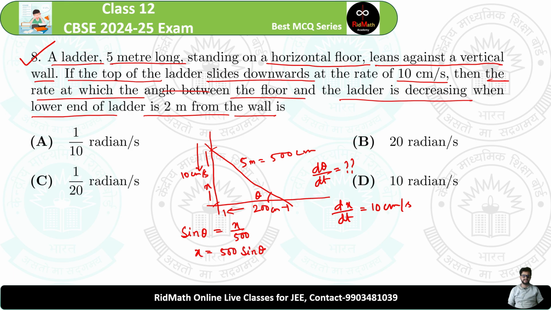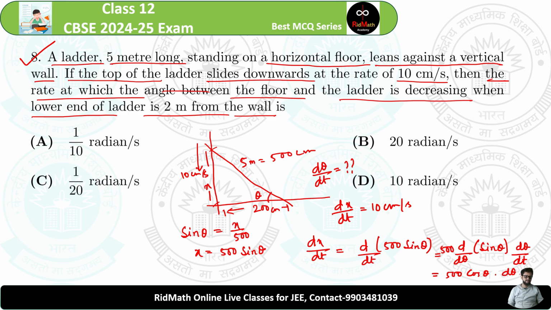Now we have given that dx by dt is 10 centimeter per second. So taking derivative with respect to t on both sides: on the right hand side it is sin theta, so we take d by dt, that means 500 sin theta. We write 500 outside, derivative of sin theta is cos theta, and then d theta by dt.